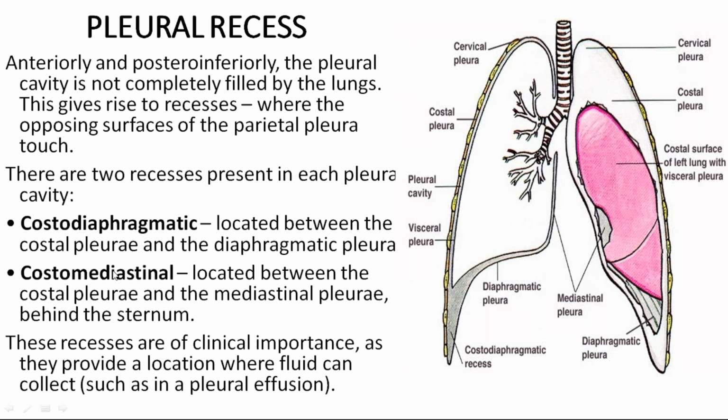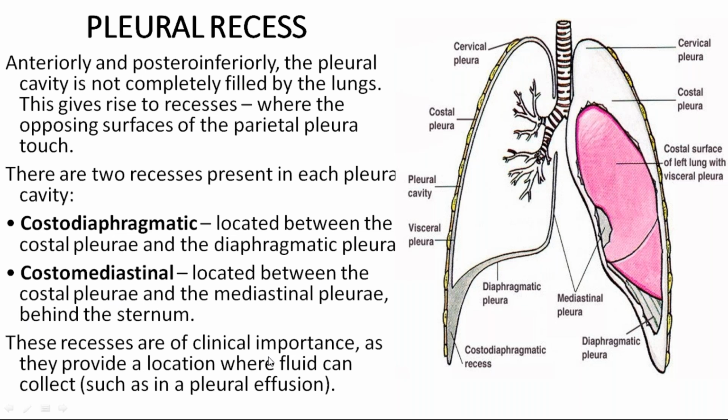Pleural recess. There are two pleural recesses, anteriorly and posterior inferiorly. The pleural cavity is not completely filled by the lungs, and this gives rise to recesses where the opposing surfaces of the parietal pleura touch each other. There are two recesses: costodiaphragmatic and costomediastinal. The costodiaphragmatic is located between the costal pleura and the diaphragmatic pleura, whereas costomediastinal is located between the costal pleura and the mediastinal pleura behind the sternum.